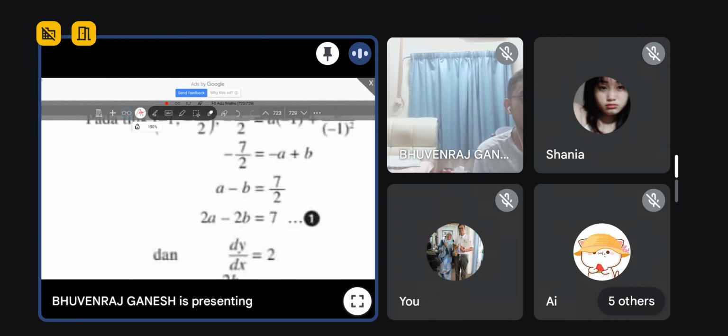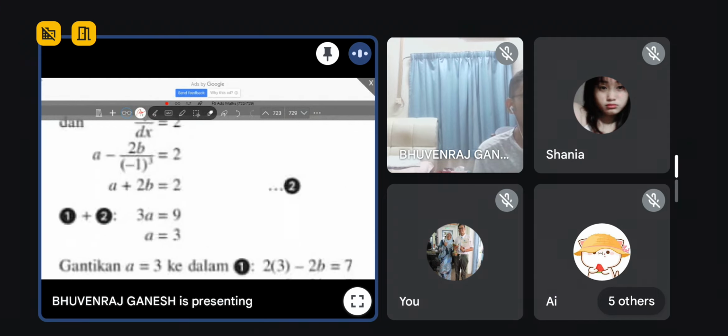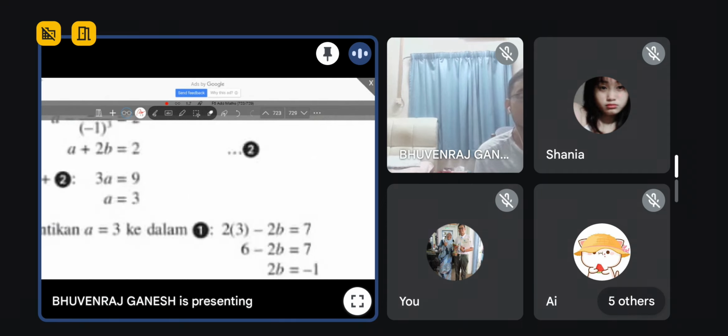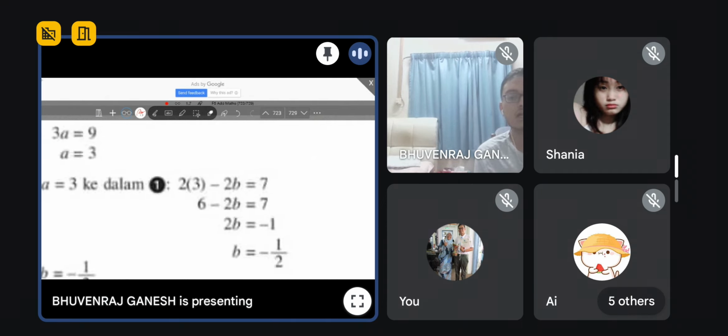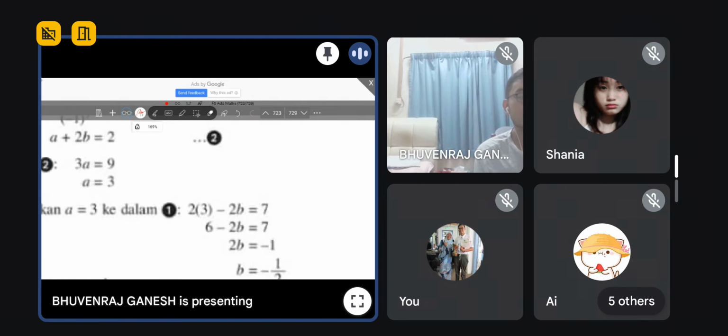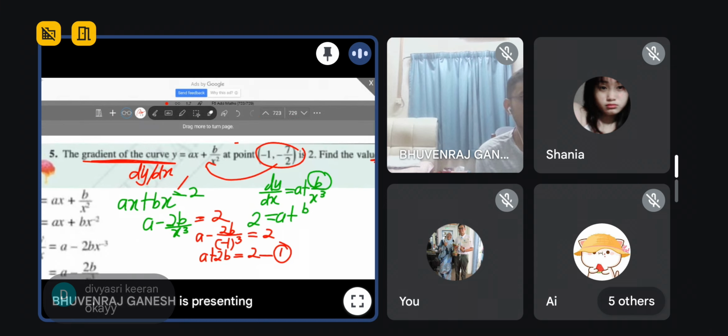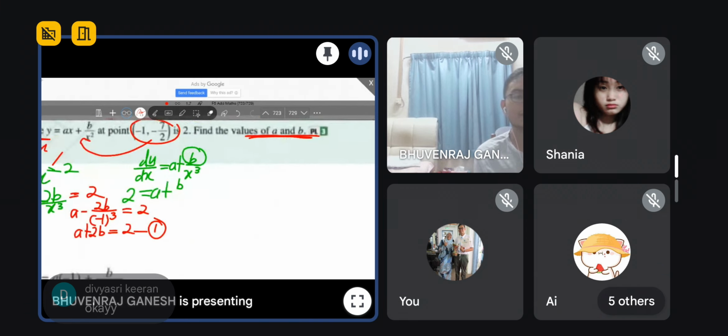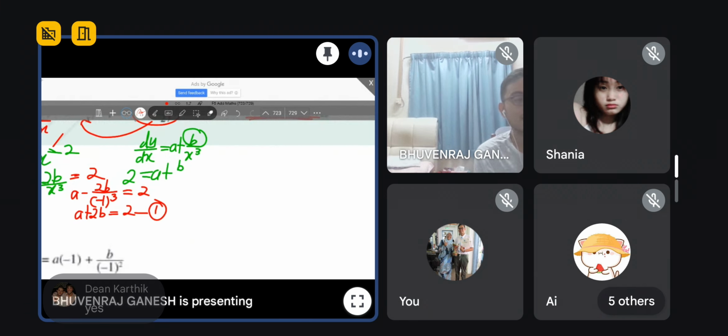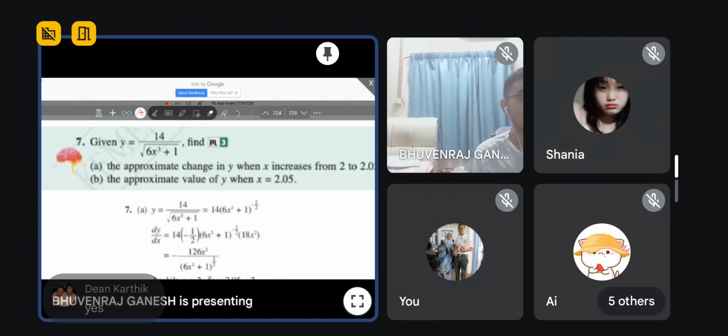Okay, so if you solve correctly, you should get a equal to 3 and then b equal to -1/2. Okay, this should be your final answer. Okay guys, do you understand this question? Boleh faham soalan ni? How to get a, b? Okay, next one. All right.